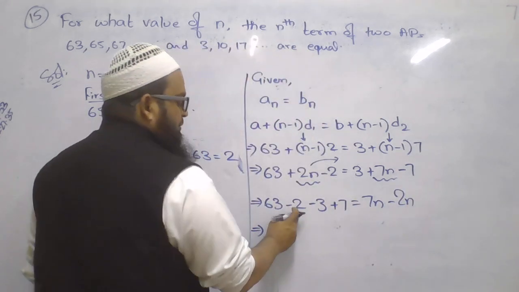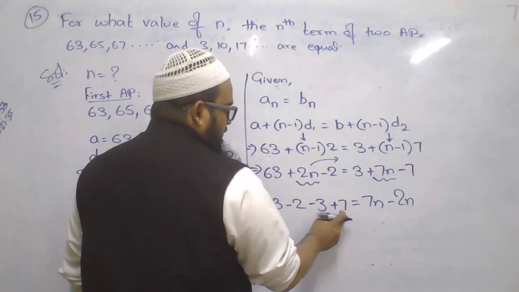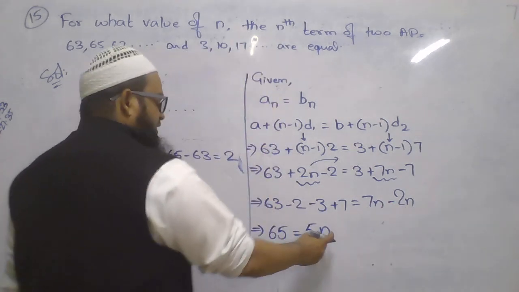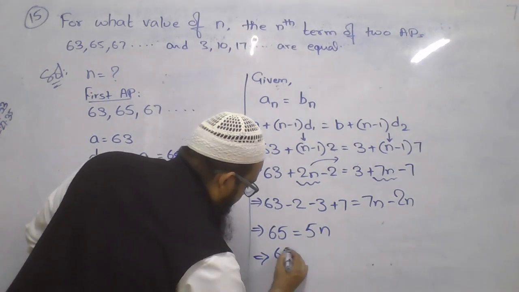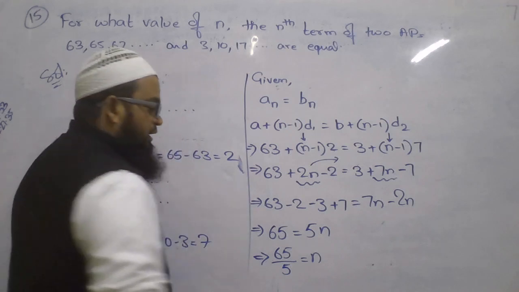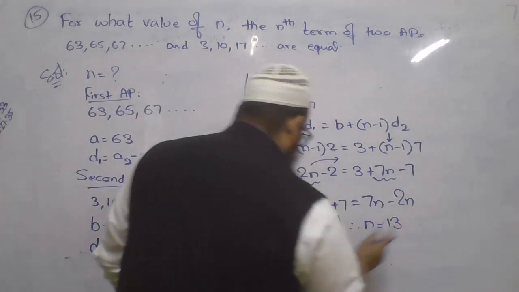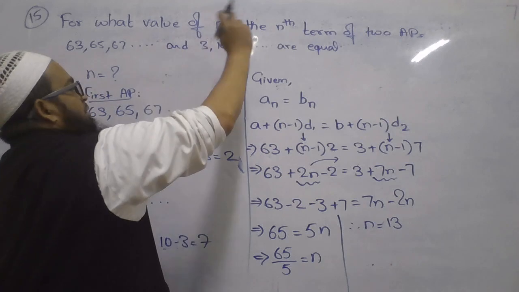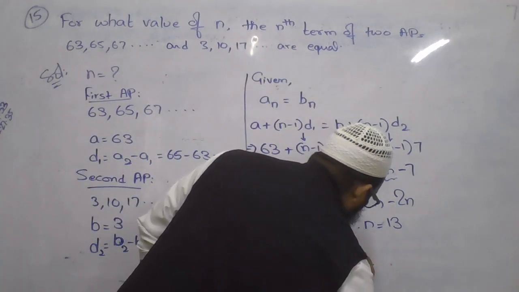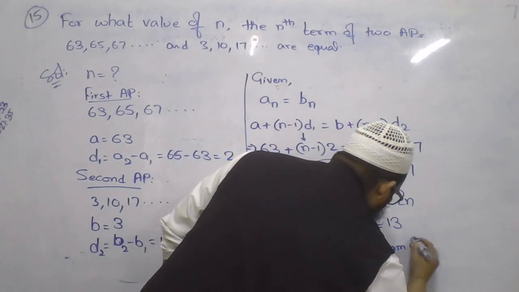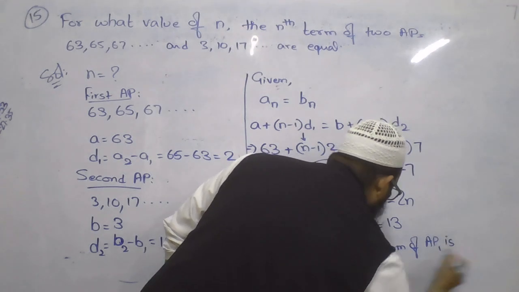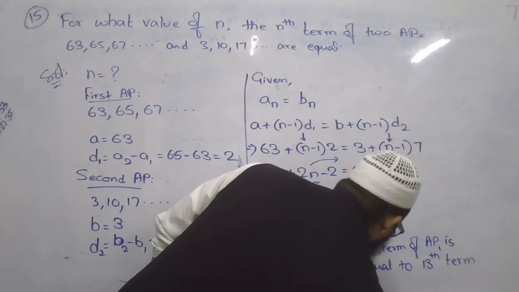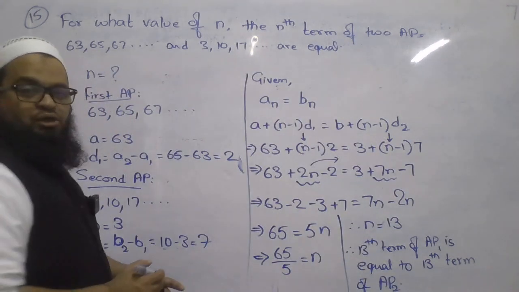Now let us see: 63 minus 2 is 61, 61 minus 3 is 58, 58 plus 7 is 65. 65 is equal to 7n minus 2n, 5n. So now you have to transpose and find n. Transpose 5: 65 divided by 5 is equal to n. Is it right? So therefore n is equal to 13, because 13 fives are 65. That means the 13th term of the first AP will be equal to the 13th term of the second AP. Understood, my dear students?